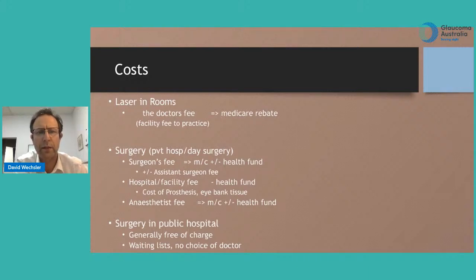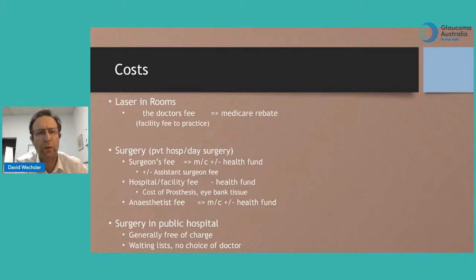Surgery, and initially I'm going to talk about if you're in a private hospital or a day surgery, there's a number of fees to be aware of. The first one's the surgeon's fee, and there'll be a Medicare rebate as well as a health fund rebate from your health fund. There may well be an assistant surgeon fee as well. Most of the glaucoma procedures do have a rebate for an assistant surgeon if there is one. Some of us operate just on our own, some of us operate with assistants. The surgeon's fee is just part of it.